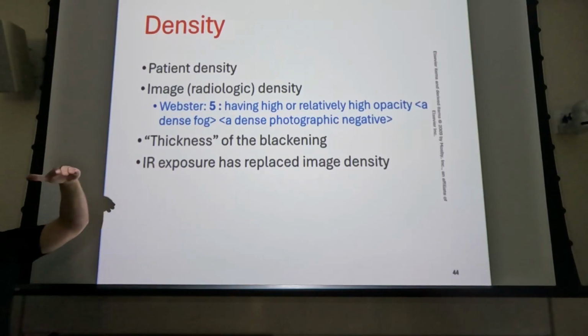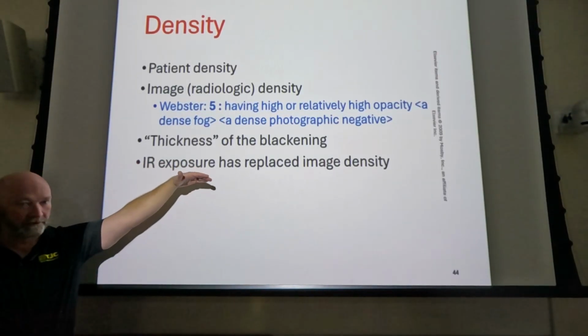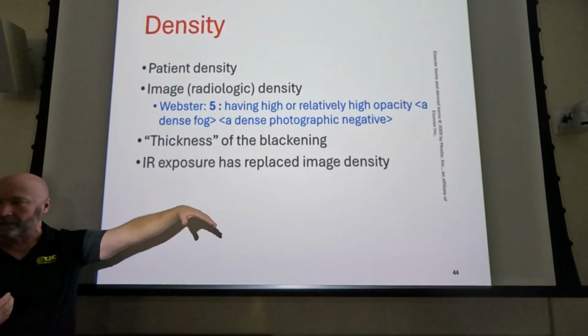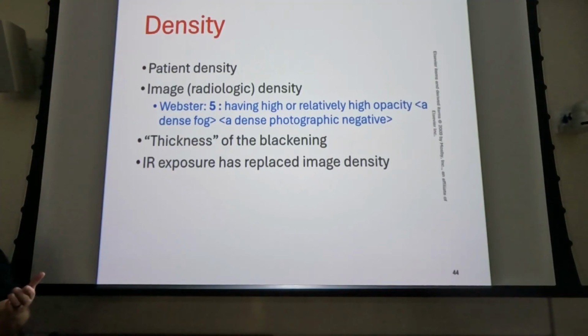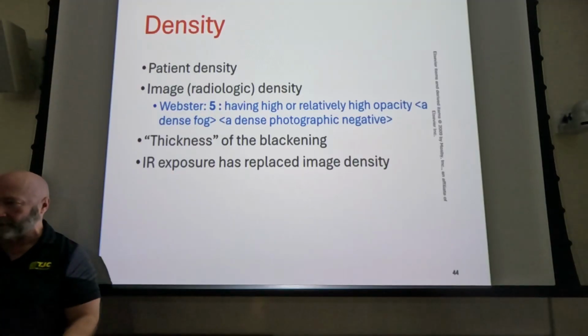So where you've got the lungs on a chest x-ray, that's high density. Mediastinum is low density, okay? The difference between those 2 densities is what we call contrast. Patient density and radiographic density have an inverse relationship. What's the most dense tissue type? Bone. How does bone show up on an x-ray? Light. So high patient density gives you low radiographic density.